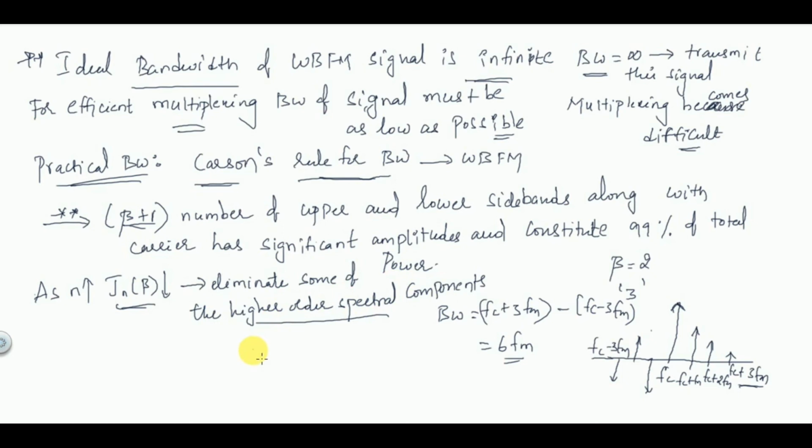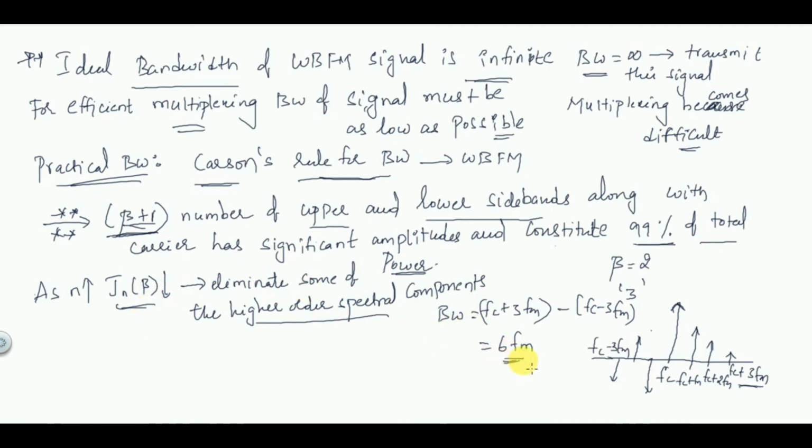How many spectral components have to be removed or eliminated is given by Carson's rule. He states that you have to consider beta plus 1 number of upper and lower side bands, along with the carrier, and they constitute 99% of the total power. Understood? This is the importance of Carson's rule, and it is again from the spectrum only.